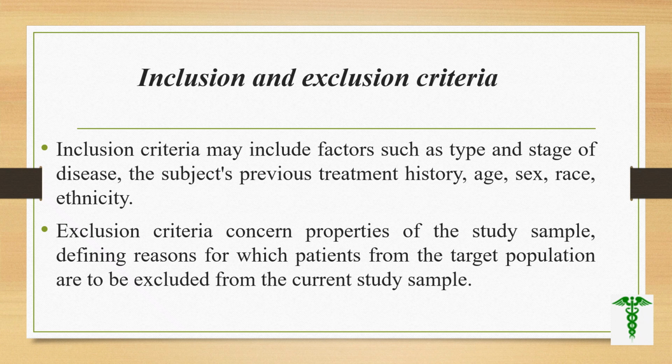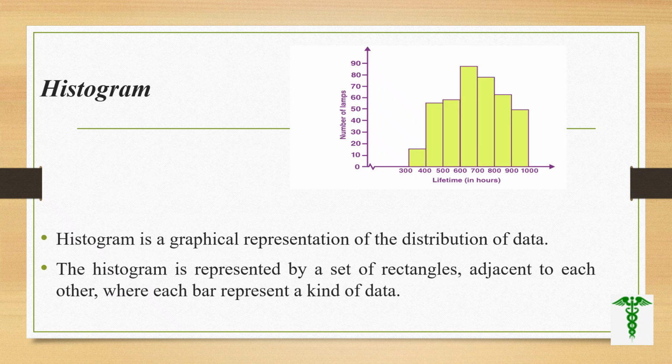That is exclusion criteria. Next one is a very common thing. It is a graphical representation known as a histogram. It's a graphical representation of the distribution of data where we can see a set of rectangles adjacent to each other, and each bar represents a kind of data. So from this we can clearly understand, like around 700 hours, we can see more lamps in that lifetime. So we get an idea by seeing these rectangles which one has more effect.